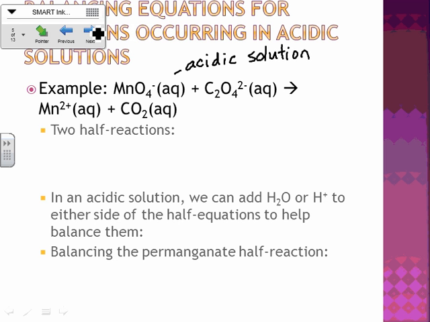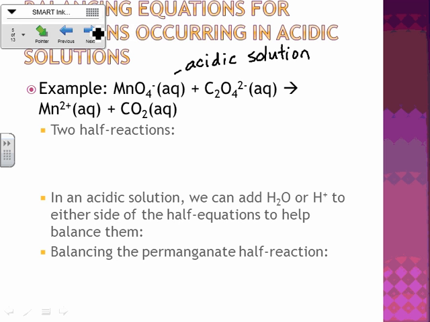In order to write the 2 half reactions, we're going to have to figure out what the oxidation numbers on all these things are. You could do it that way. Let's do it that way to start out with. And then I'm going to show you a little bit of a shortcut here that might make these a little bit faster.